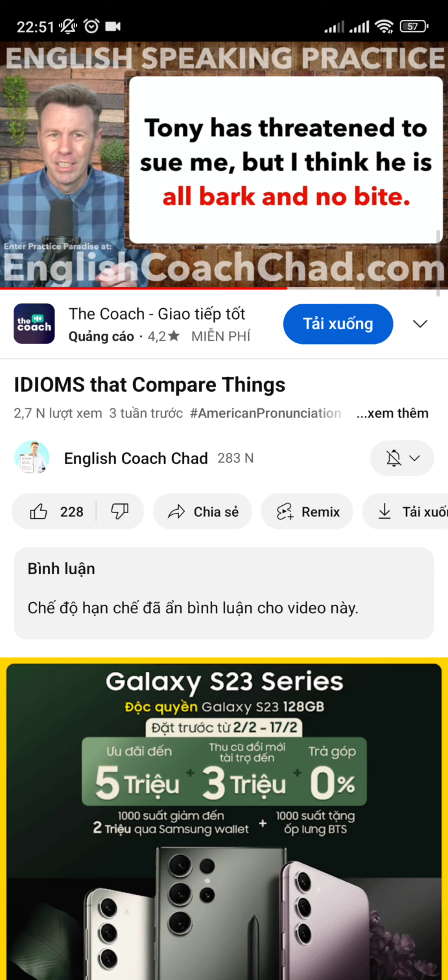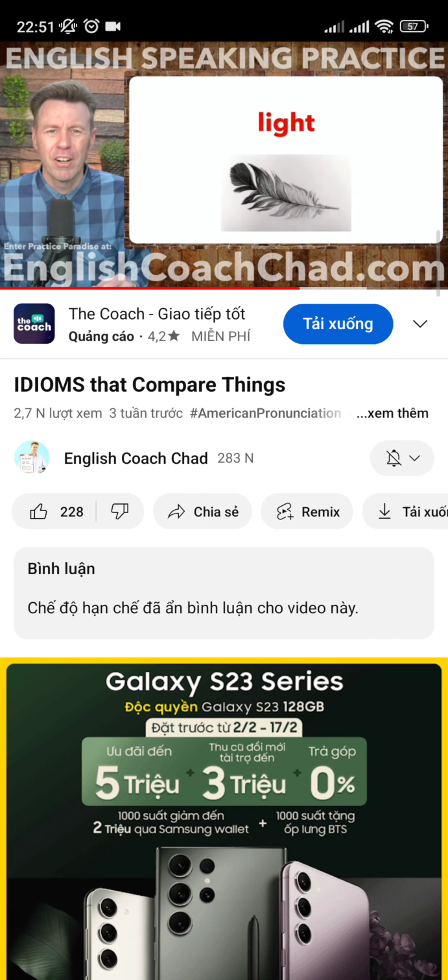Tony has threatened to sue me, but I think he is all bark and no bite. All right. Remember what this is? Very good. What's the sentence?